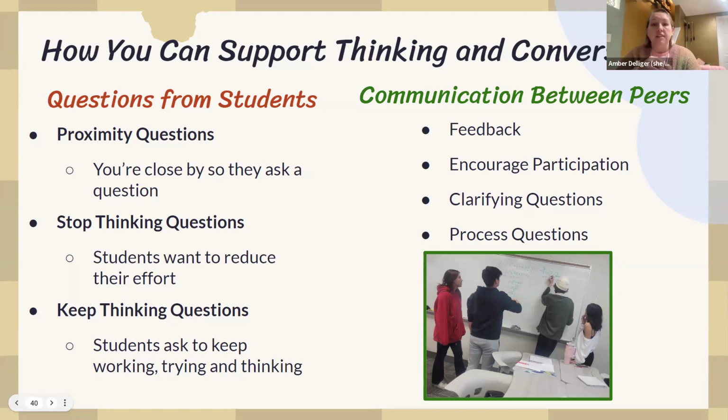Another kind of question that they're going to ask you is a stop thinking question. This is when the student is ready to not hold the mental load anymore, and they want you to pick it up. And then a keep thinking question is when a student is trying to keep problem solving and get through, but they're hoping for something to get a little bit more momentum.